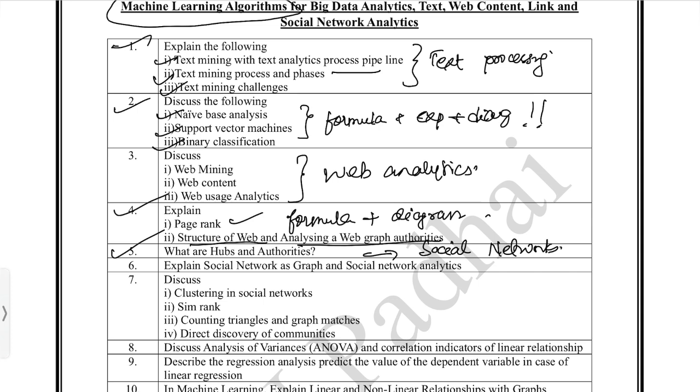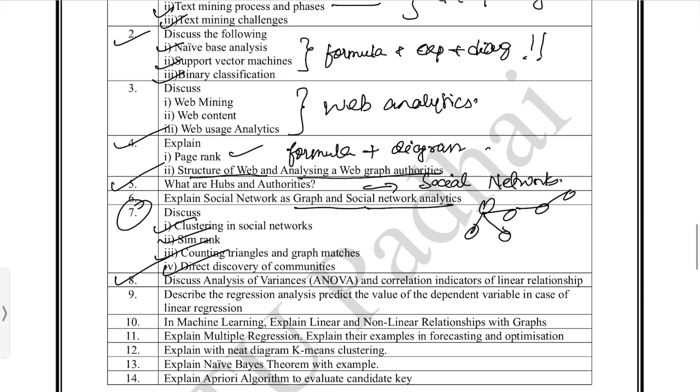Next is explain social network as a graph and social network analytics. You have to mention everything in detail. You have to draw graphs and everything, like how you are linking communities and all. Next is discuss clustering, SimRank, countering tangles, and discovery of communities. You discuss everything. Next question is analysis of variance, ANOVA, and correlation.